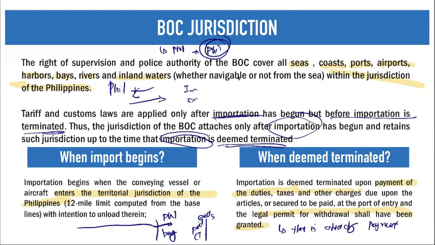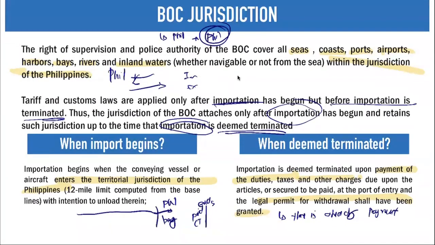What if it is free from taxes? Okay? So if ever the articles are free from taxes, meaning they are exempt from customs taxes, when is it terminated? Free or exempt, when is it terminated? Once it already leaves the customs. Okay? If it leaves the customs territory, it is considered terminated.